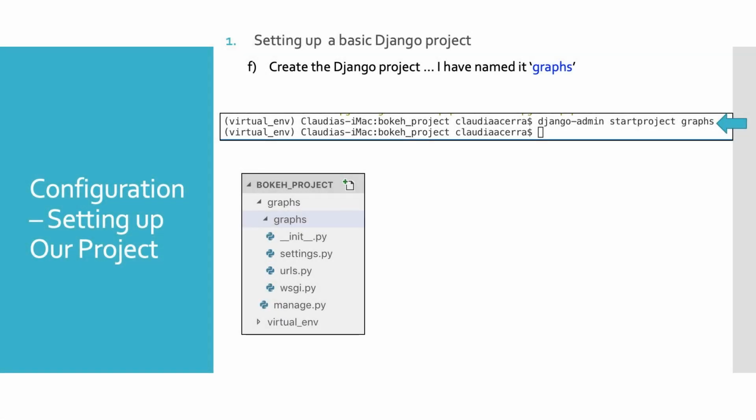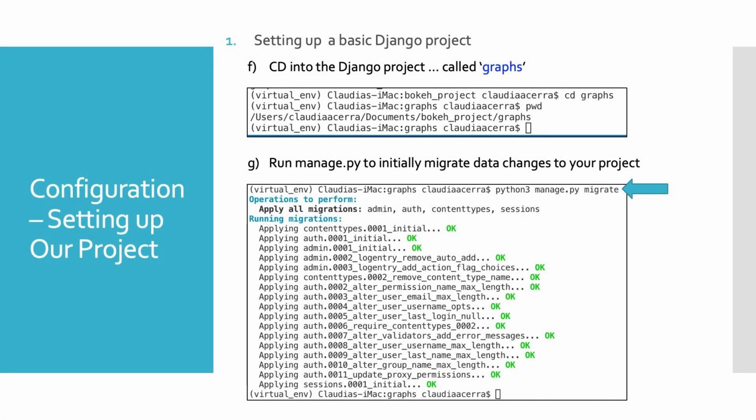Now we actually set up our Django project itself, and that's very easy to do. Once again, from within the virtual environment, the command is django-admin startproject graphs, or call it whatever you want. I called it graphs. You can name yours what you like. Now we'll cd into the directory of our new project. Mine's called graphs, so I cd in there. I do a pwd to confirm that I'm at that level. And then I'm going to issue a manage.py migrate. For me, it's python3 manage.py migrate. This will just initially migrate data changes to our project.